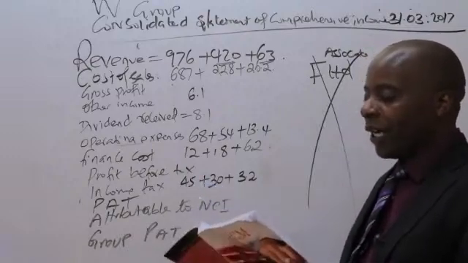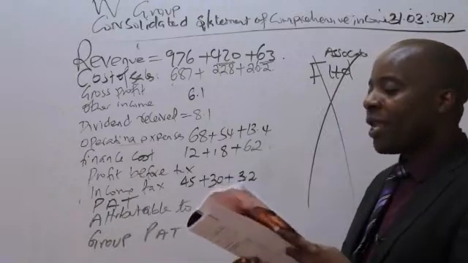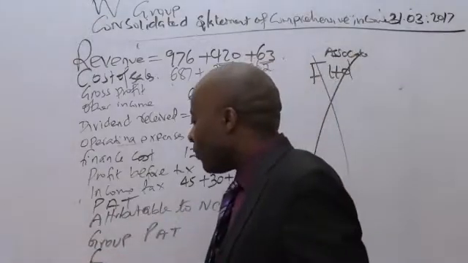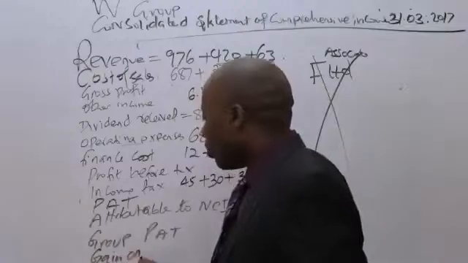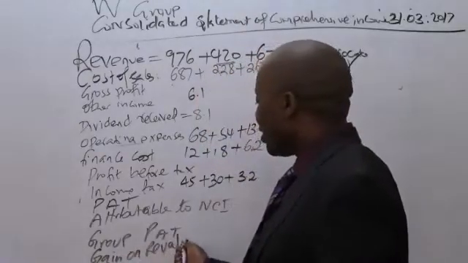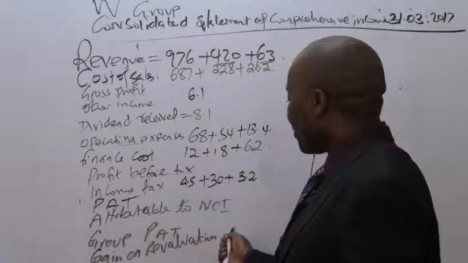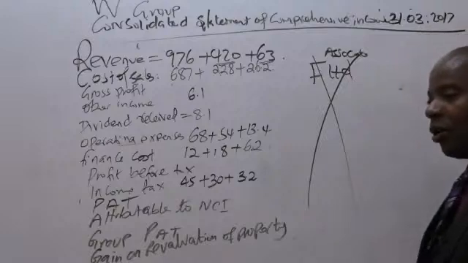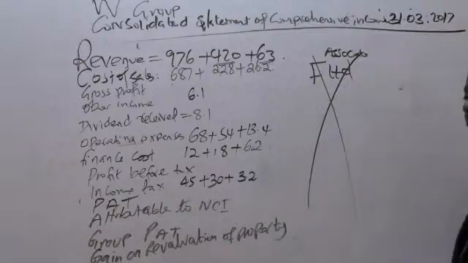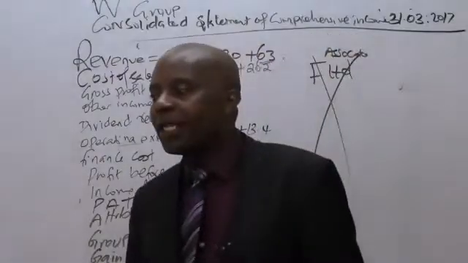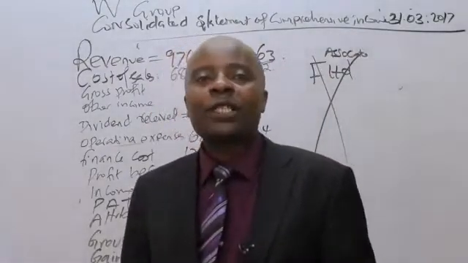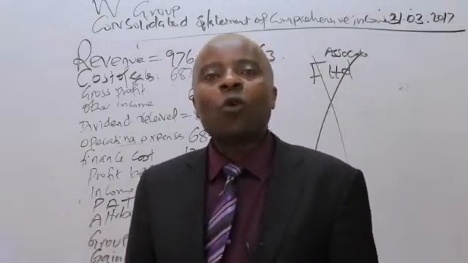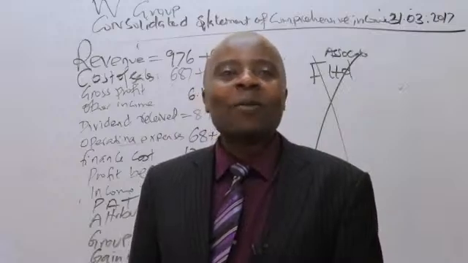Other comprehensive incomes. Under other comprehensive incomes, what do we have? We have gain on revaluation of property. The person who taught me this told me one simple thing, that anything that falls under comprehensive incomes is a free mark. Other comprehensive incomes normally is a free mark.